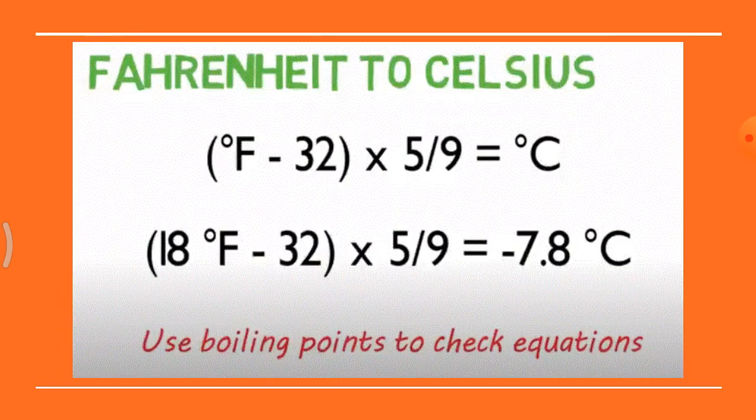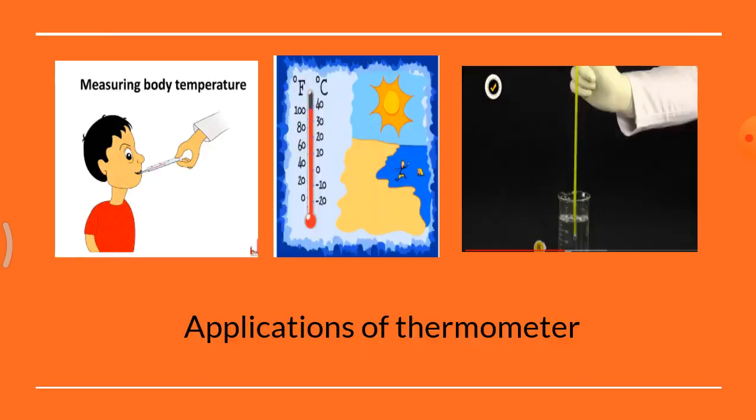Fahrenheit to Celsius. Here also we can use a formula. We have to subtract 32 from the Fahrenheit degrees, multiply by 5 and divide by 9. Then we will get Celsius. For example, if you want to convert 18 degrees Fahrenheit into Celsius, we have to subtract 32 from 18, multiply by 5 and divide by 9. Then we will get minus 7.8 degrees Celsius. If you have any doubts, we can use boiling points to check these equations.